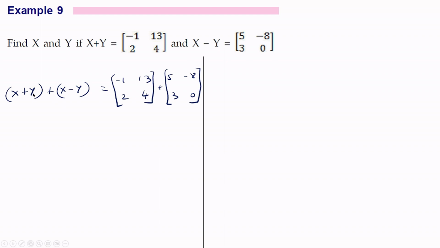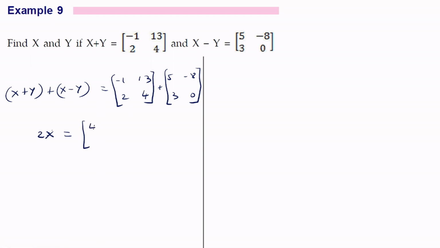So here we have y minus y. Y minus y is 0 matrix. And then we have x plus x. It is 1 into x plus 1 into x. So it is 2x. And here y minus y is the 0 matrix. So 2x plus the 0 matrix is 2x itself. So from here we have 2x as the sum of these two matrices.